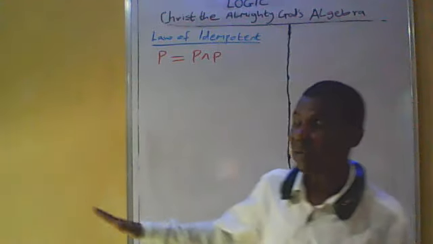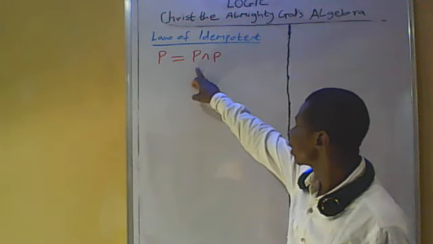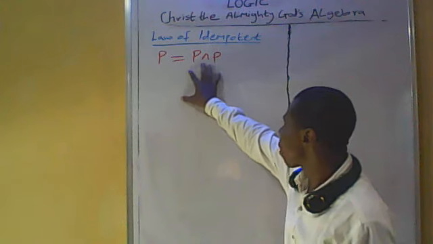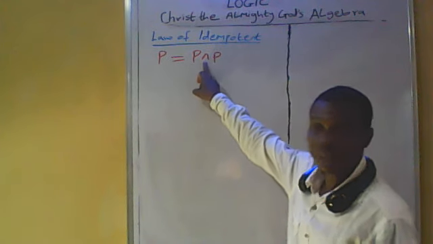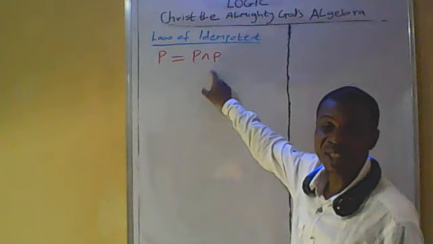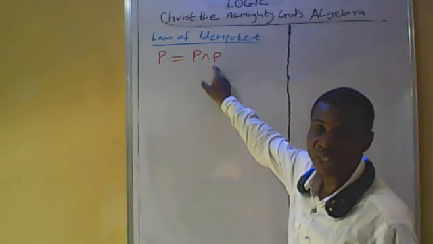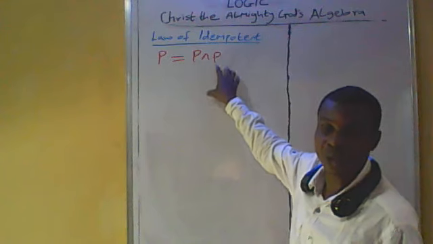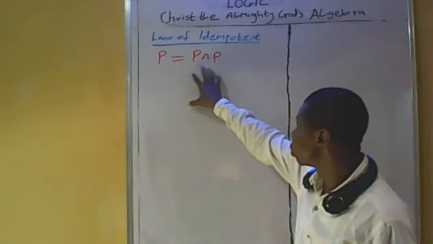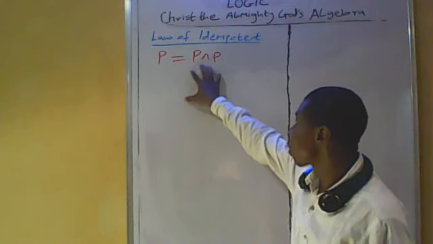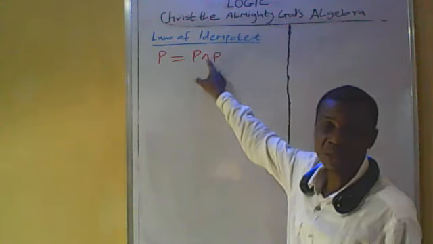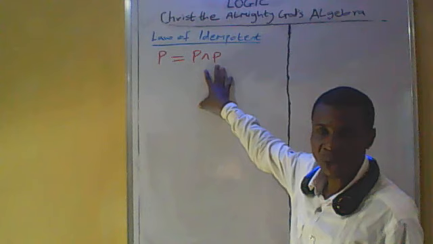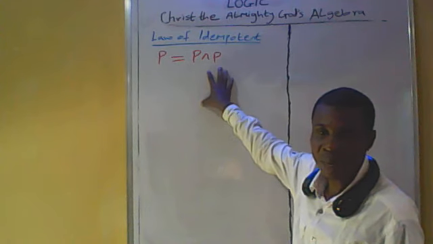Also, you observe that P and these two P, they are being combined by the and connective. That's why we say that it is conjunctive statement. That's why we say it is law of idempotent by conjunctive statement. The two conjuncts are being combined by the and connective. Let us prove this law called law of idempotent.